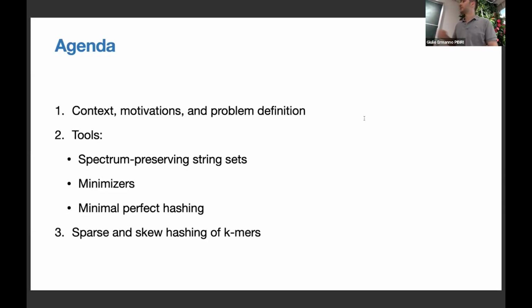So that's the agenda for today. Apart from some context, motivations, and problem definition, we'll see these tools. We'll sketch these tools, and then finally we're going to put together all the three into a solution for our problem called SSHash. That stands for sparse and skew hashing of K-mers.